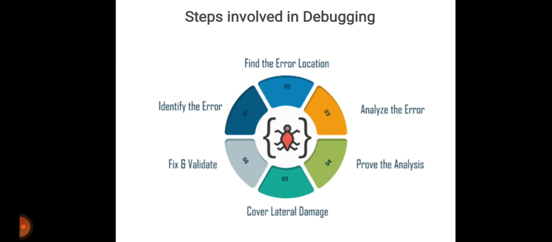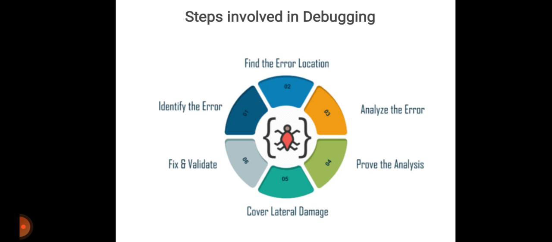The next one is cover collateral damage. Means what? In this stage you need to create or gather all the unit tests for the code where you are going to make changes. Now if you run these unit tests, they should all pass. When your code is error free, at that time you have to run these unit tests. They should all pass.